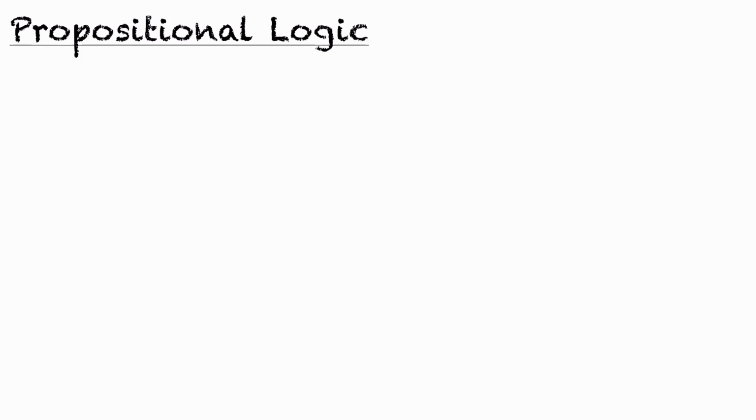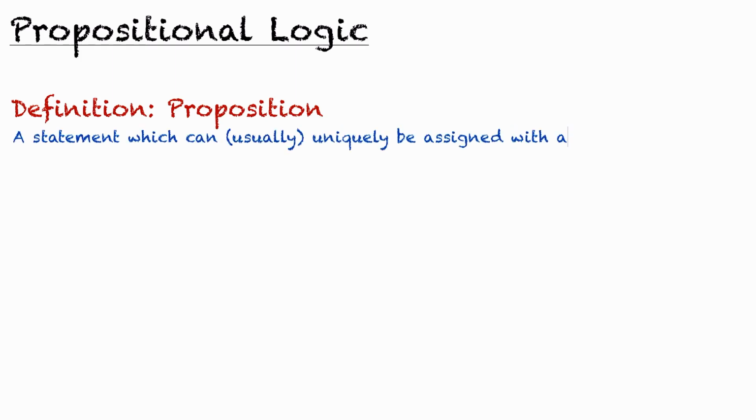So in order to get started with propositional logic, let's first define what we mean when we say proposition. A proposition is any statement which can usually uniquely be assigned a truth value. By truth value we mean true or false. Let's look at a few examples together.